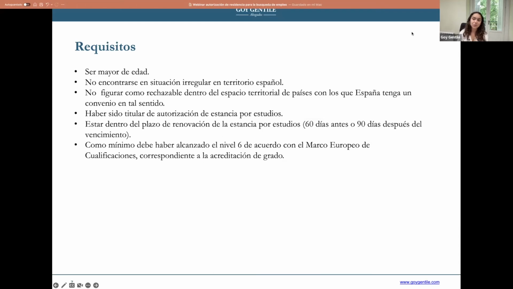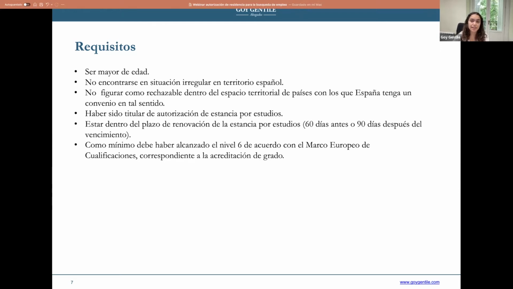En cuanto a los requisitos, podemos observar aquí en esta diapositiva básicamente un listado de los requisitos esenciales para poder solicitar este tipo de permiso de residencia. Tendría que tratarse de una persona mayor de edad que no se encuentre de forma irregular en el territorio español y por supuesto no sea rechazable, con lo cual tendremos que ya estar aquí en España, como veremos también, con una estancia por estudios. No vale cualquier tipo de situación legal en España, sino que tiene que ser un estudiante con el correspondiente permiso de estancia.